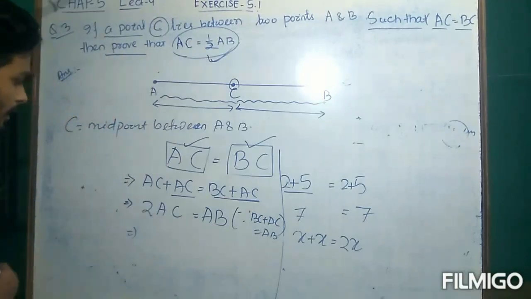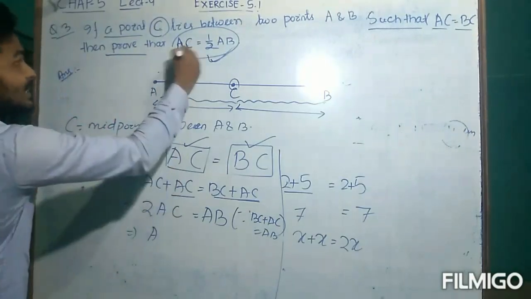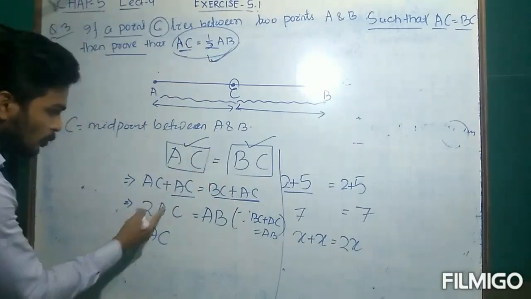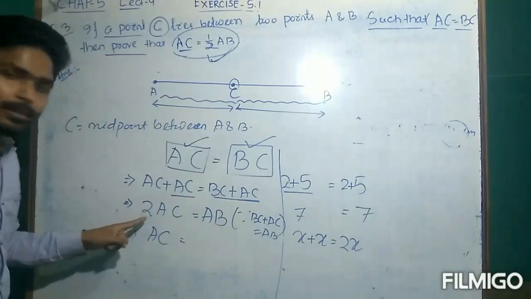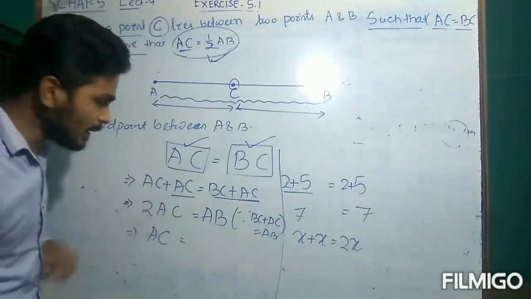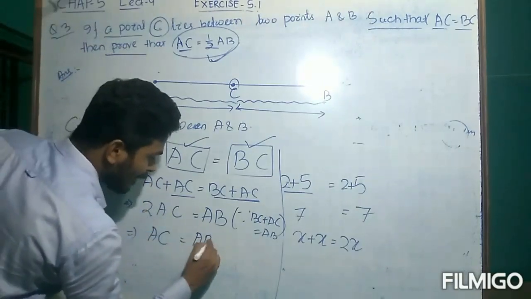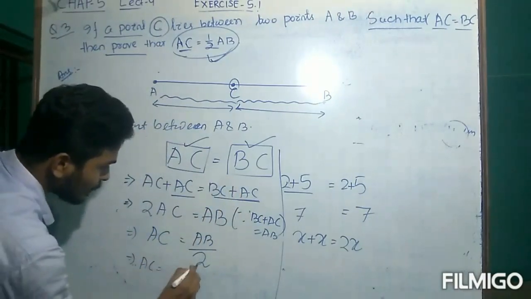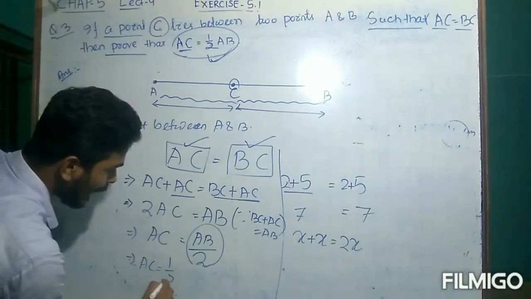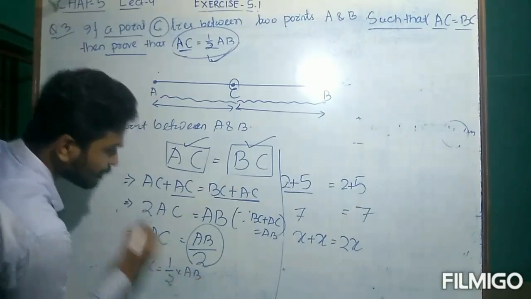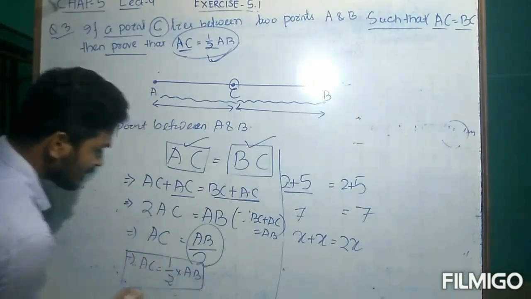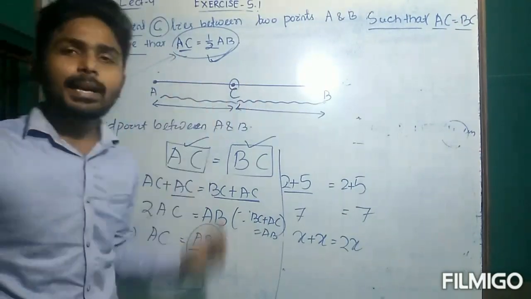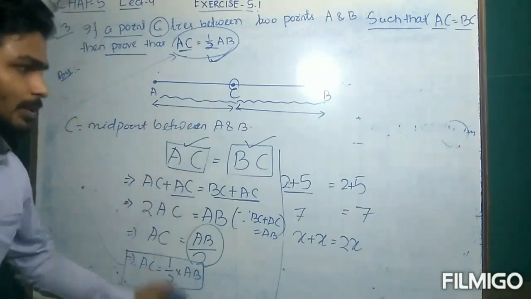Now you have to find AC. So write AC. 2 should be moved towards the right hand side. When 2 moves to the right hand side, it will be divided. Why? Because on the left hand side it is multiplied, so it will be divided. AB by 2. So we can write AC is equal to AB by 2, which can be written as half into AB. See, this is the proof that we need. This is the proof AC is equal to half of AB. This is the first procedure.